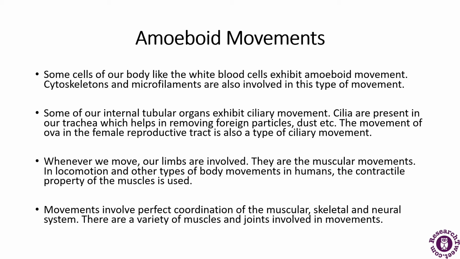Whenever we move our limbs, that is muscular movement. In locomotion and other types of body movement in humans, the contractile property of the muscle is used. Movements involve perfect coordination of the muscular, skeletal and neural systems. There are a variety of muscles and joints involved in the movements. Not only in humans, but body movement also occurs in animals.